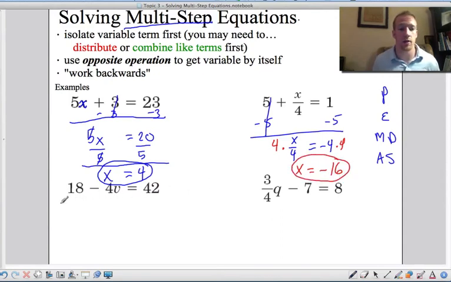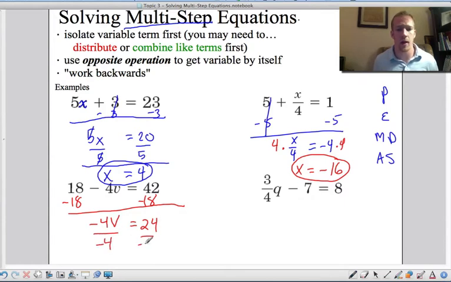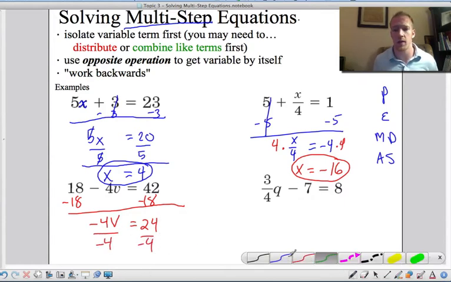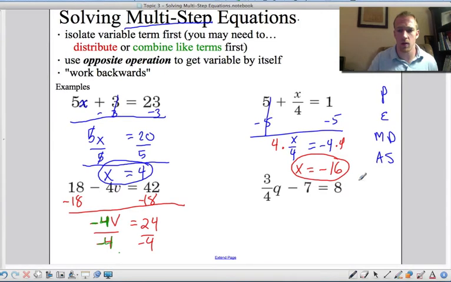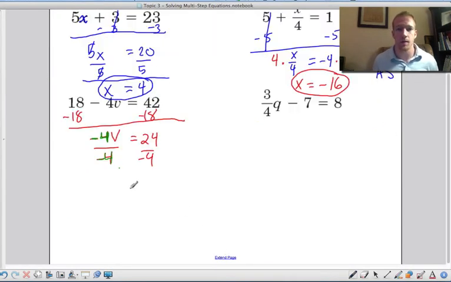Similar step here. Minus 18, and that gives me negative 4v equals positive 24. Divide by a negative 4. Now notice I divided by a negative, because this is a negative 4 that's multiplying the v. So I have to do a negative divided by a negative, which gives me the positive v. So that reduces and gives me just v equals negative 6. Positive divided by a negative is negative.